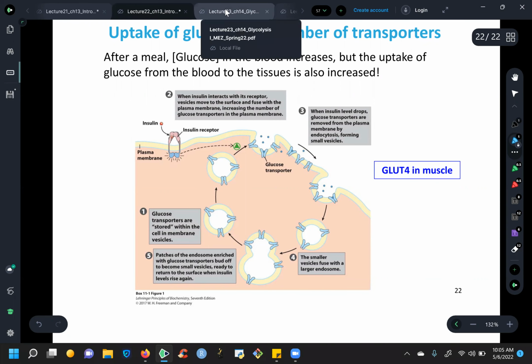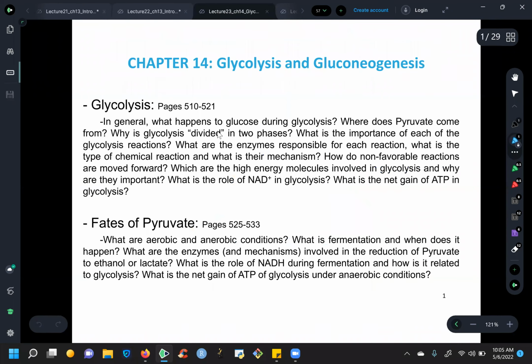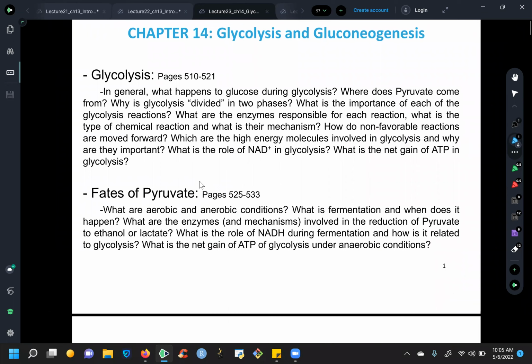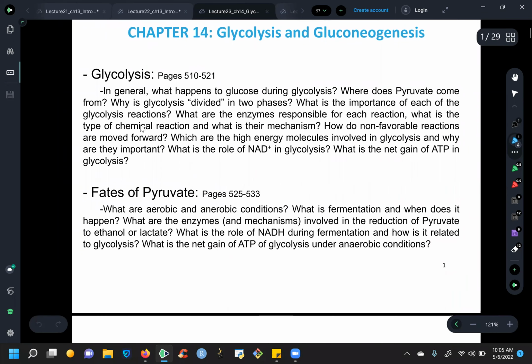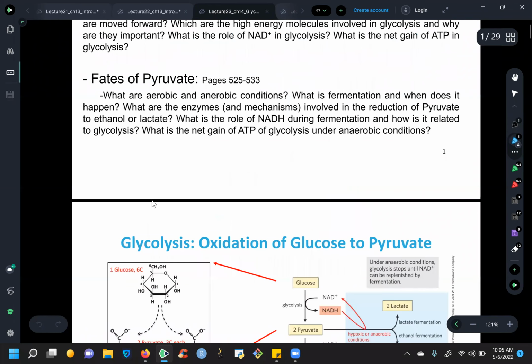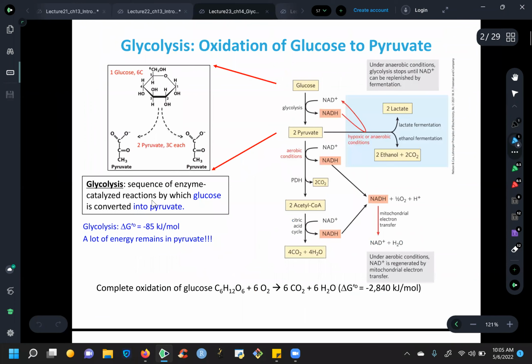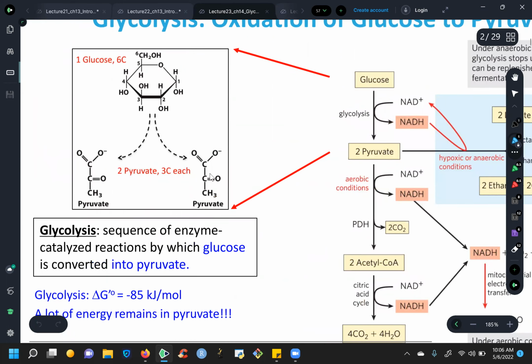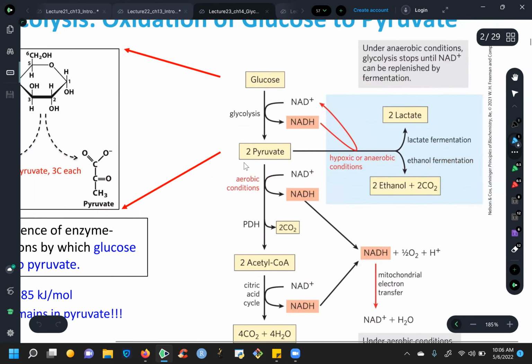Okay, so that was lecture 22, and we're going to quickly move on to 23. It's already 10. Okay, so glycolysis and gluconeogenesis. Glycolysis is just breaking down a 6-carbon glucose molecule into 2 pyruvates. Glycolysis, oxidation of glucose to pyruvate. So here is glucose, our 6-carbon molecule, and we break that. After 10 steps, we're left with 2 pyruvates with our methyl group, our carbonyl, and our carboxylate. So over here we have glucose, and it turns into 2 pyruvates through the process of glycolysis.